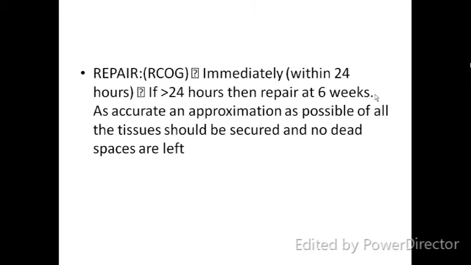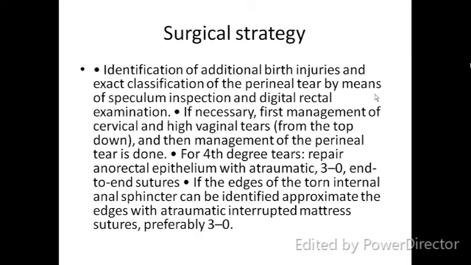So in that case, if you repair the third and fourth degree, usually fourth degree, then the risk of suture failure is more, and the patient may have anal incontinence or anal fistula. Accurate approximation of all the tissue should be possible, all the tissue should be secured, and no dead space should be left. So what is the surgical strategy? Identification of additional birth injuries.